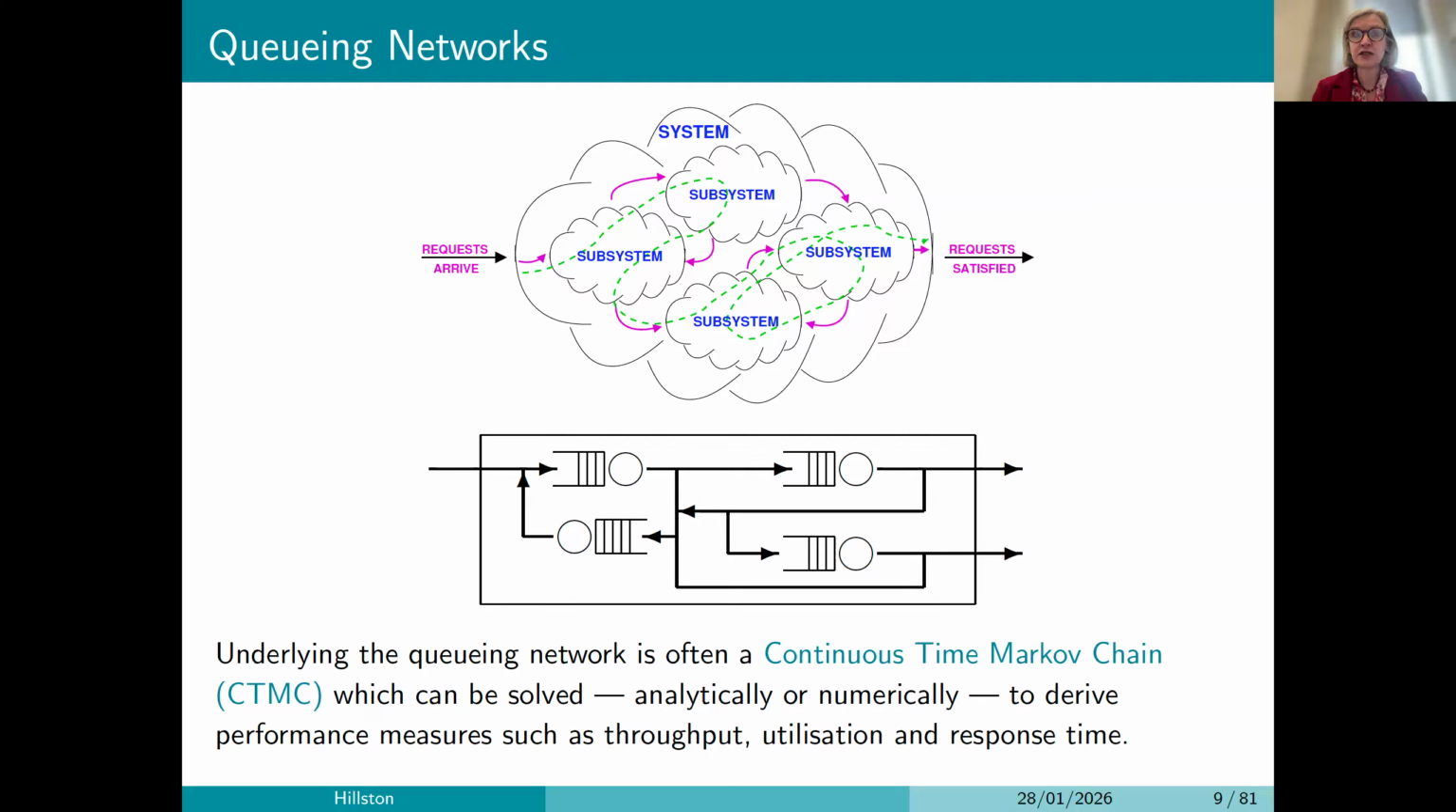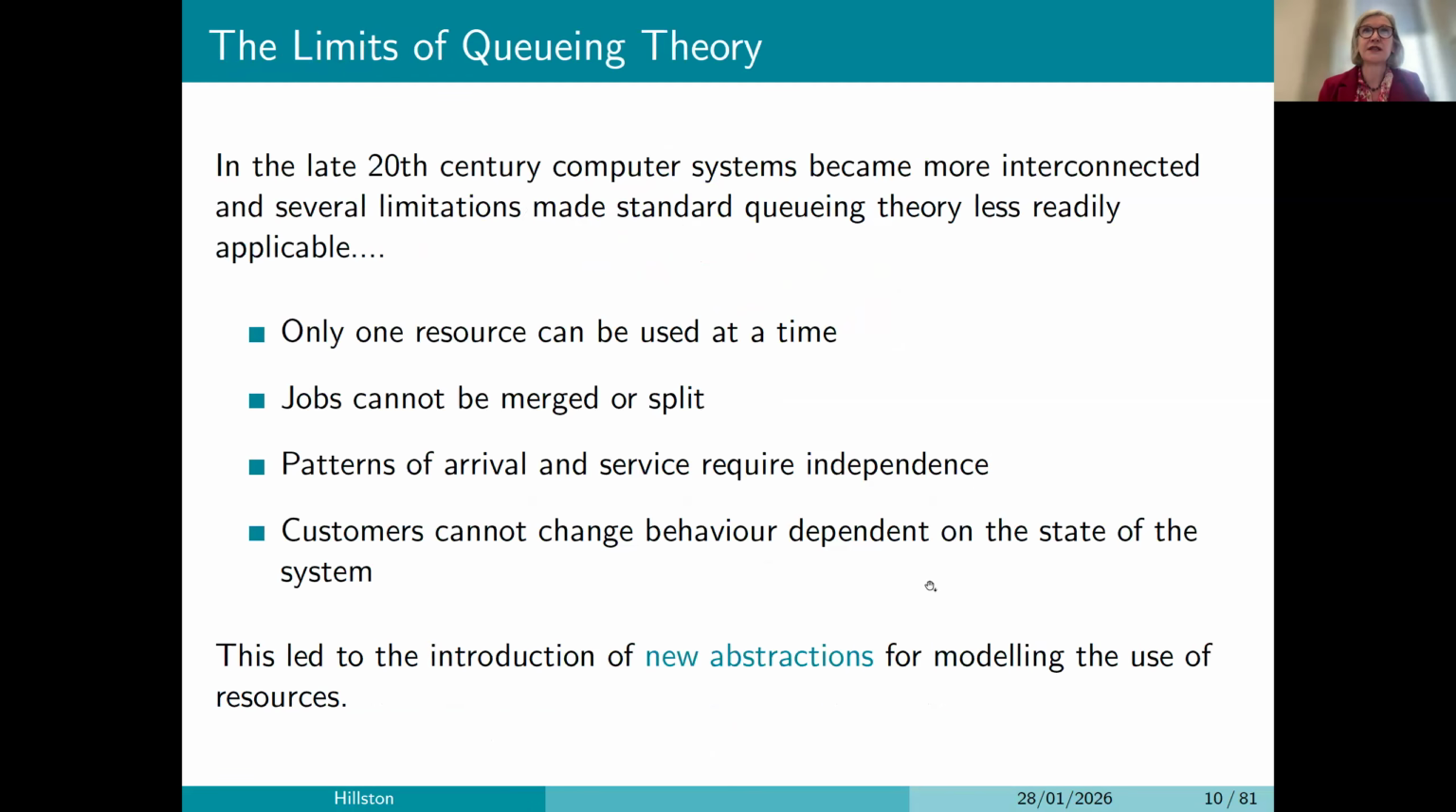When we make those exponential assumptions, as we often do because it makes it much more tractable, then we get a continuous time Markov chain. And this can be solved either analytically or numerically, and there are very straightforward ways to derive those performance measures that I mentioned, like throughput, utilization, and response time. So for much of the 20th century, this worked extremely well, until we came to the late 20th century when things became much more interconnected. So you think of it as almost broken by the internet, because this then started to break many assumptions that we see in standard queuing theory.